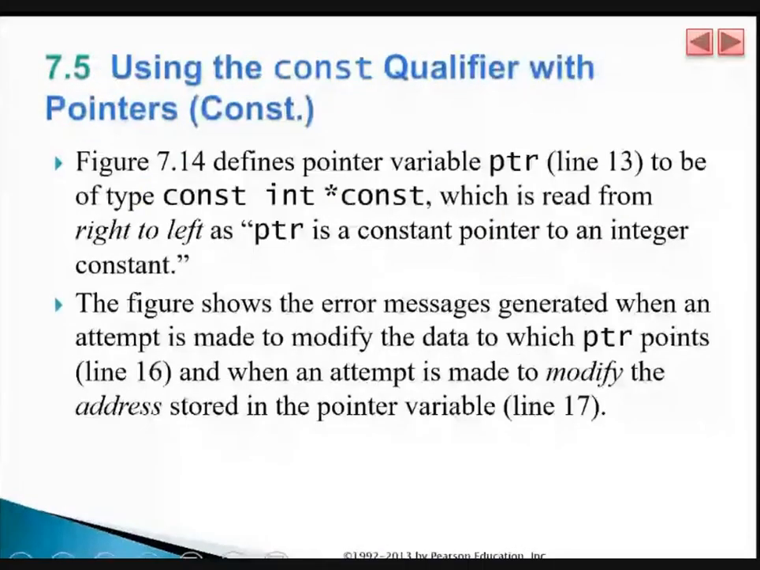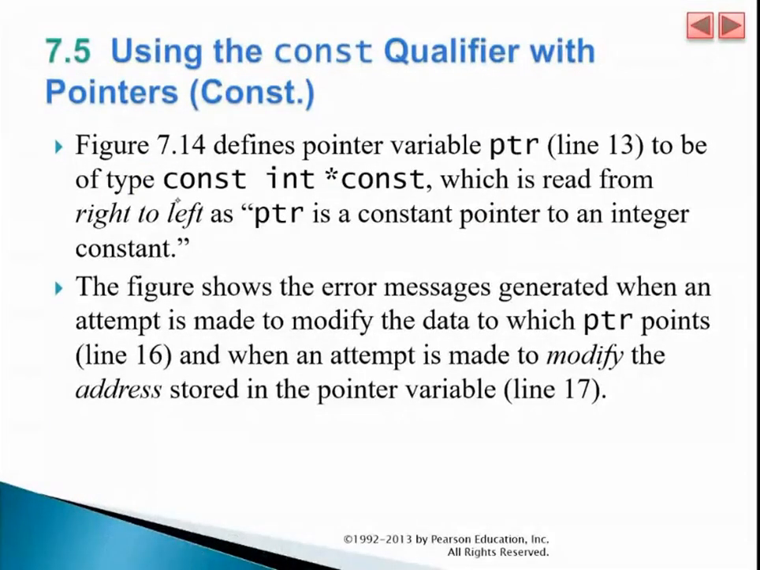And if you want both things to be constant, you have to use two constant keywords. Okay, so if we declare our pointer in this way, how will we read it? That pointer is a constant pointer to an integer constant. So you have to use the constant keyword two times.